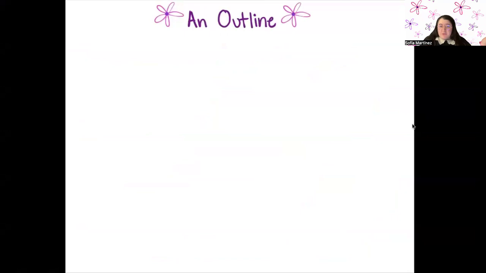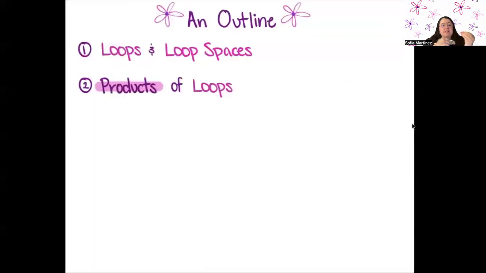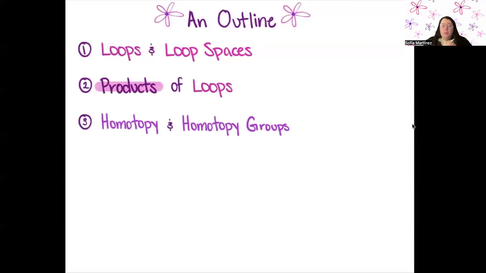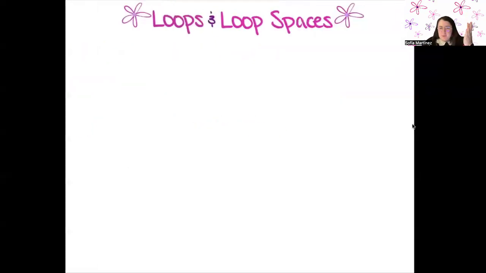So let me give you an outline of really what I want to discuss. I want to discuss loops and loop spaces. This was in the title of my talk. I want to discuss an operation that we can define on loops. I'm going to call it products of loops. Then I'm going to talk about homotopy and more generally homotopy groups. And lastly, I'm going to talk about some of my research and how it relates to all these notions described in 1 through 3. So let's talk about loops and loop spaces.